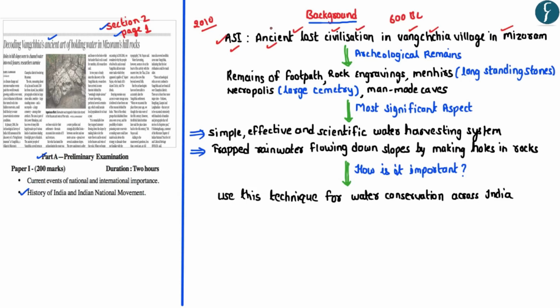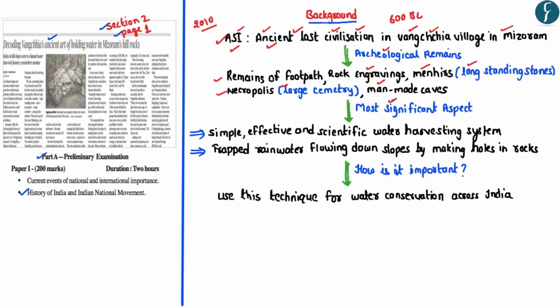Now, during the course of investigation, the Archaeological Survey of India has found out that this ancient lost civilization had adopted a scientific and modern way of life. And this is evident in the various archaeological remains which have been found in the ancient lost civilization. Some of the archaeological remains are the remains of a footpath, rock engravings, menhirs, which actually refer to long-standing stones, necropolis, which refers to a large cemetery, as well as man-made caves.